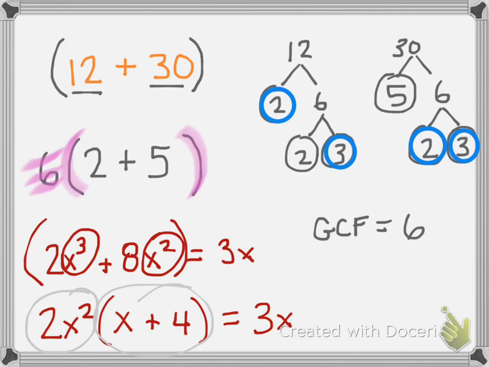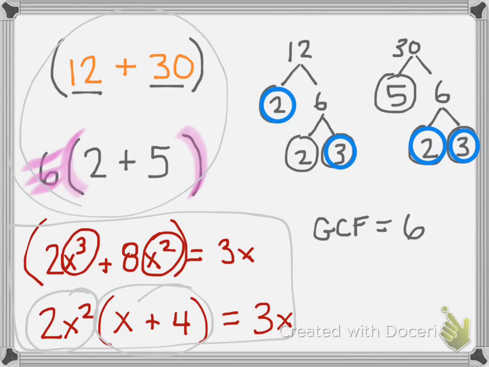Otherwise, we're stuck. So the distributive property will be used a lot as you move forward into some higher level math, and we need to learn how to use it now with some easy numbers, because I think you'll agree that this isn't quite as easy as this. Okay, so we're pulling out the greatest common factor, and instead of multiplying it in, we're dividing it out.